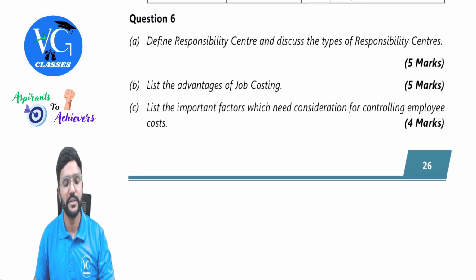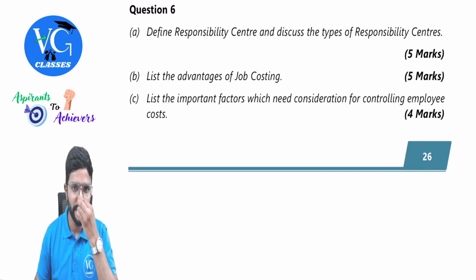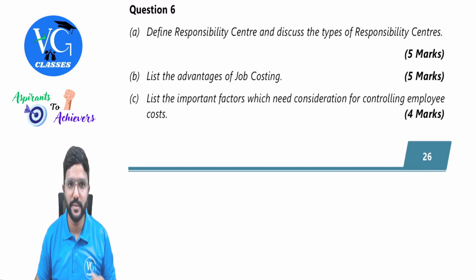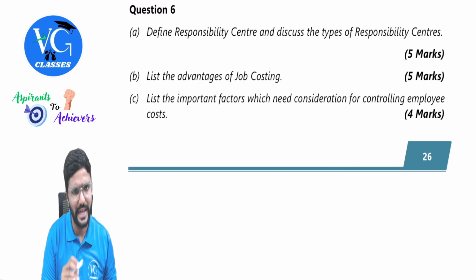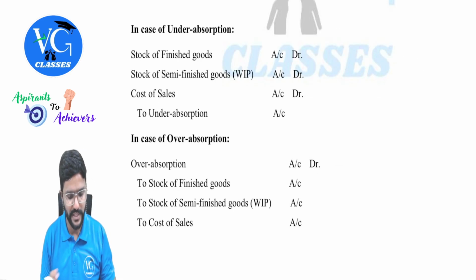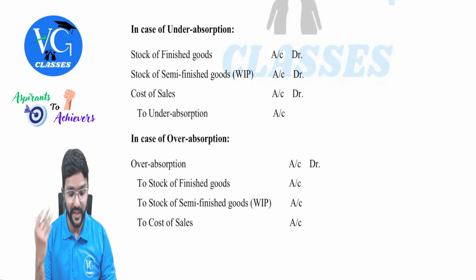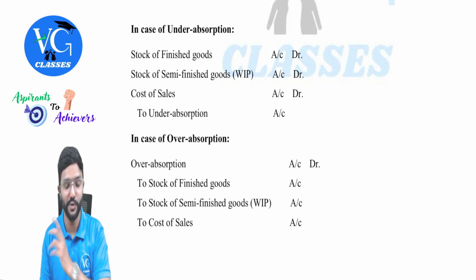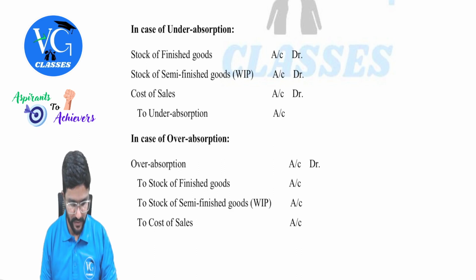Last question, theory question. Define responsibility center and discuss the types of responsibility centers. So 5 marks question, guys. Last question would be theory, as you know. You need to just explain. This is the question on the first chapter. In this question paper, material costing, especially ABC, they have asked, EOQ also they have asked. Very good. So there are more questions on material especially.